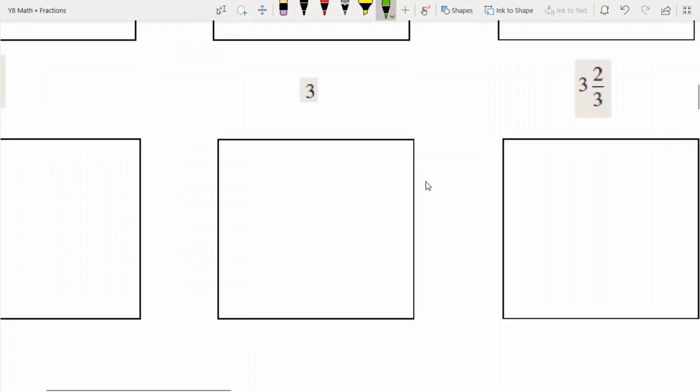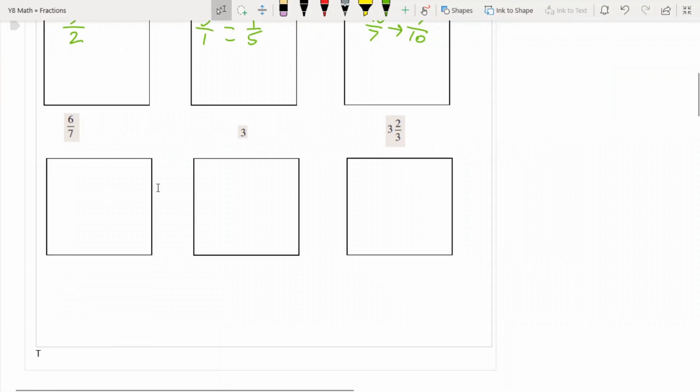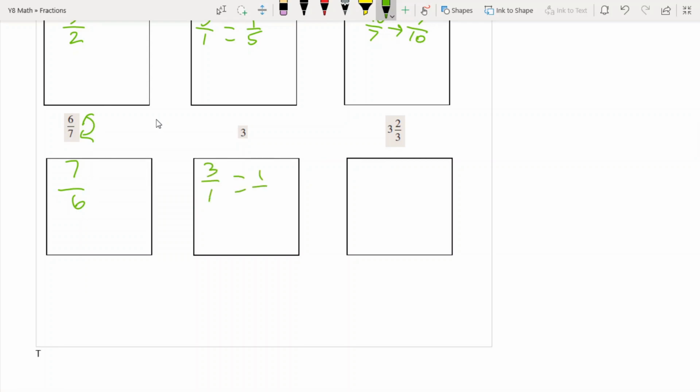Alright, so the reciprocal of 6 over 7, let me just get that up. Reciprocal of 6 over 7 is 7 over 6. Once again, just swapping those two around. 3 over 1 will be 3, so that gives us a value of 1 over 3. And this one, that as an improper fraction, we get 3 times 3 is 9, plus 2, that is 11. So the improper fraction will be 11 over 3. And the reciprocal will be 3 over 11.